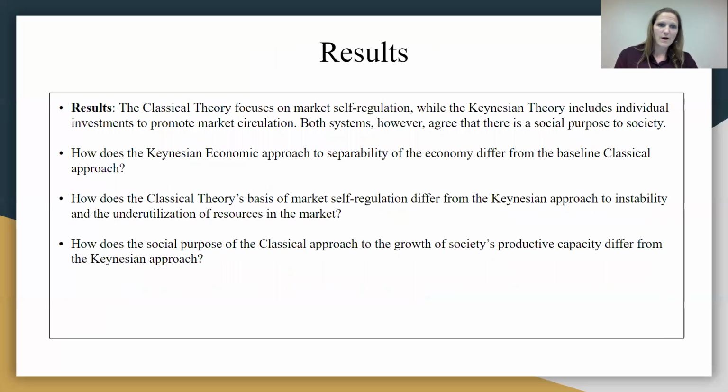So let's talk about our results. The classical theory on market self-regulation focuses on that, while the Keynesian theory really includes individual investments to promote market circulation. However, both systems do agree that there is a social purpose to society. So back to those research questions I began with: how does the Keynesian economic approach to separability of the economy differ from the baseline classical approach?